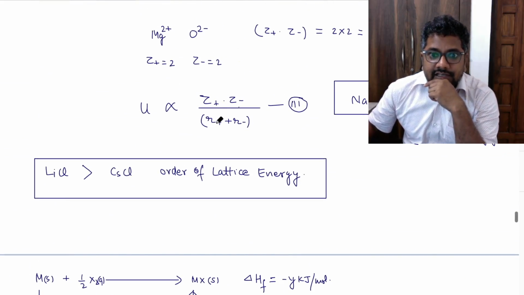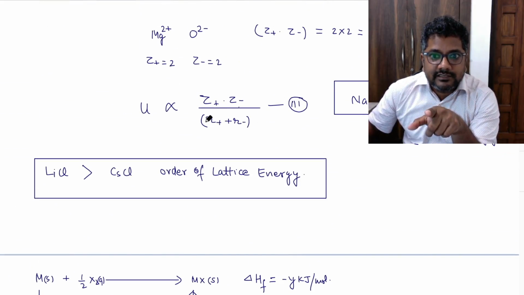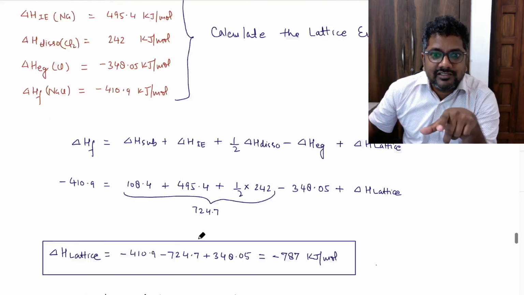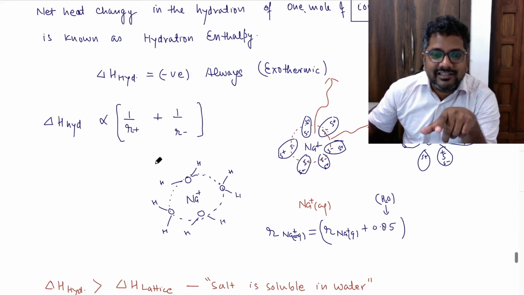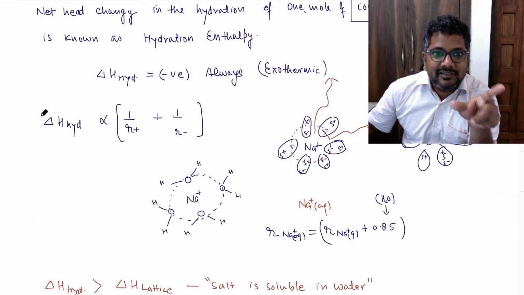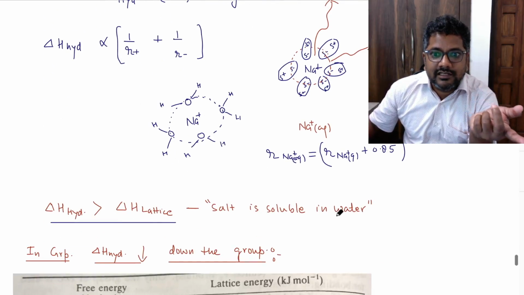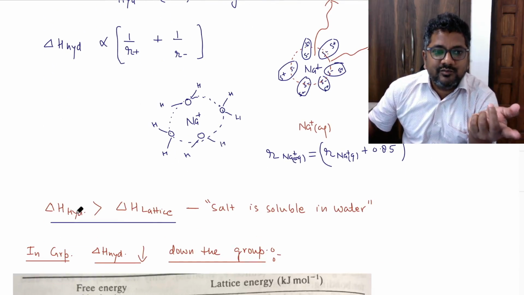Now the cation is very small and the anion is large. Lattice energy largely depends on the size of the anion, so lattice energy will decrease. And the hydration energy, the positive one, will increase. So what is the criteria for the solubility? A salt is soluble if the hydration energy is more.